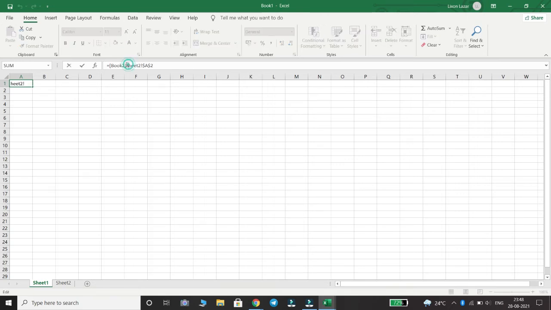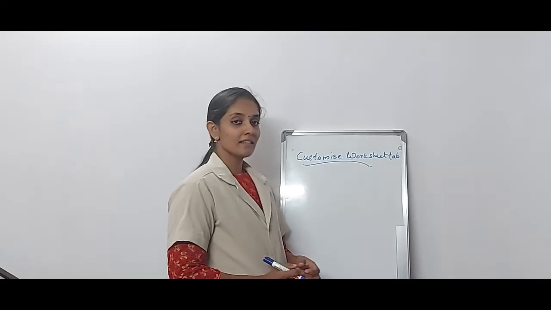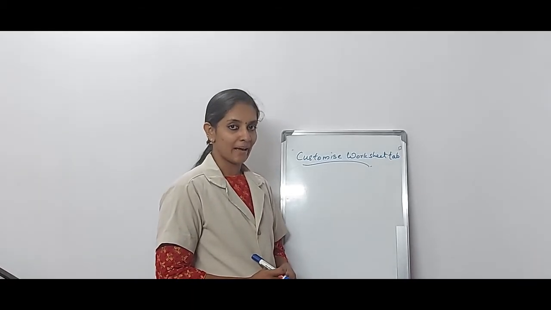This reference has three parts. First one, the workbook Book2 should be given inside a square bracket, and the worksheet, Sheet1 or Sheet2, is followed by an exclamation sign. Then the cell having absolute reference. This is absolute reference, $A$2.